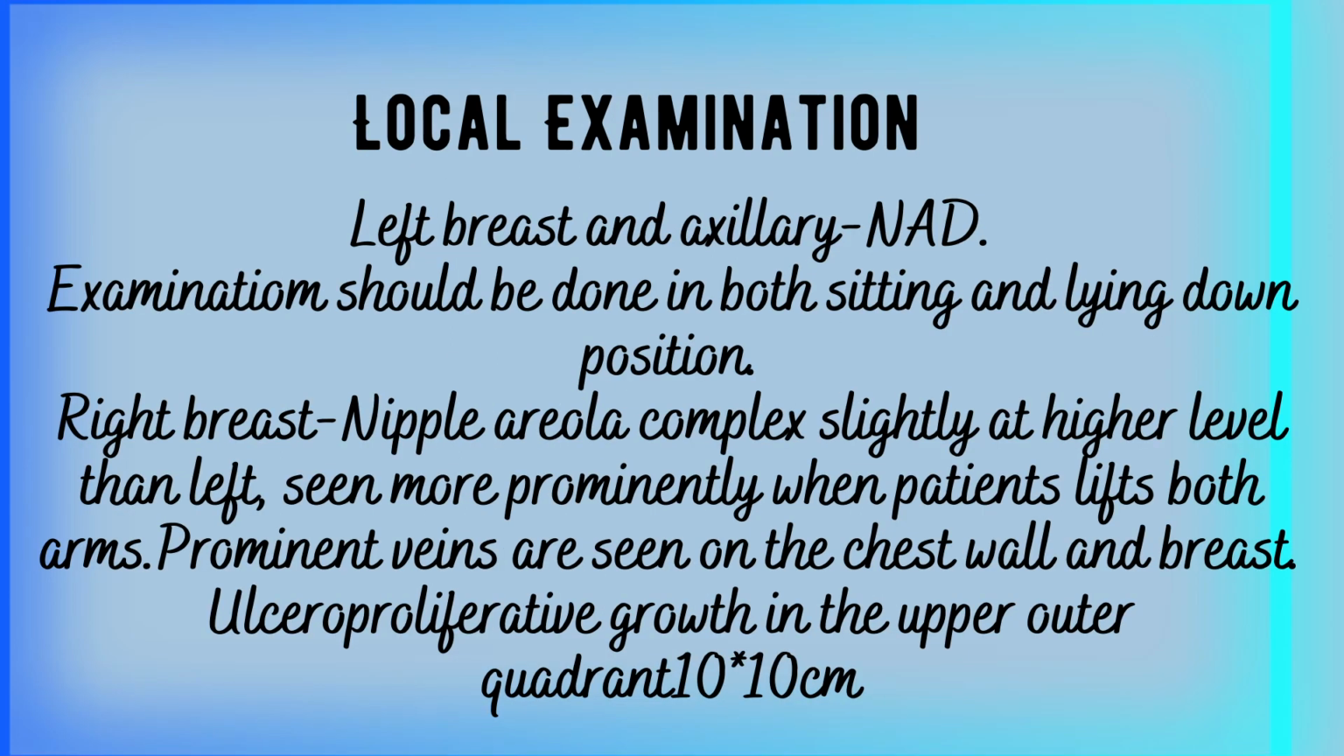Next comes the local examination. So always you have to first check the normal side, then you have to go for the lesion side. So first we will check the left breast. Okay, left breast and axillary region, no abnormality detected. And examination, always examine the patient in both sitting and lying down position. Okay, left breast done, no abnormality detected.